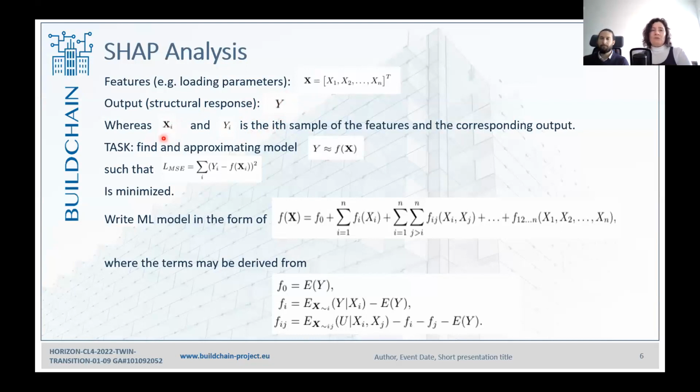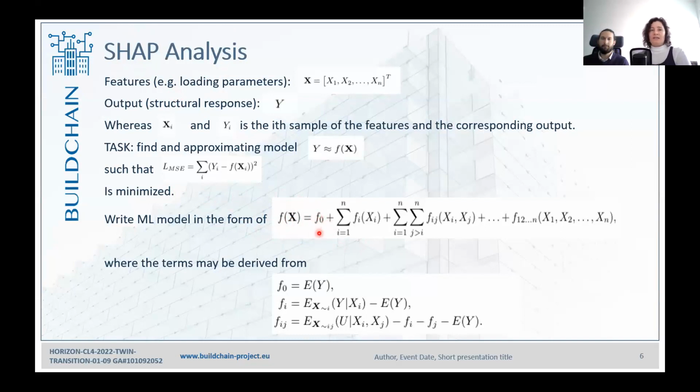And what I'm trying to do is to map from X to Y with the function F. So this will be my machine learning model, which takes the X and maps it to this Y value. The way I'm trying to do that in a general case is to minimize the mean square error on the training points that I have. With the help of the SHAP analysis, I change this map by writing it in a form where I can attribute the output to the different features.